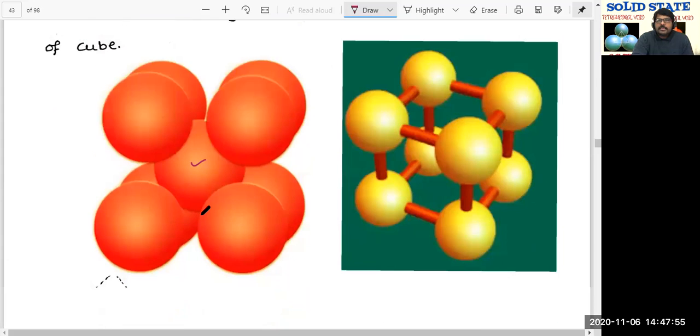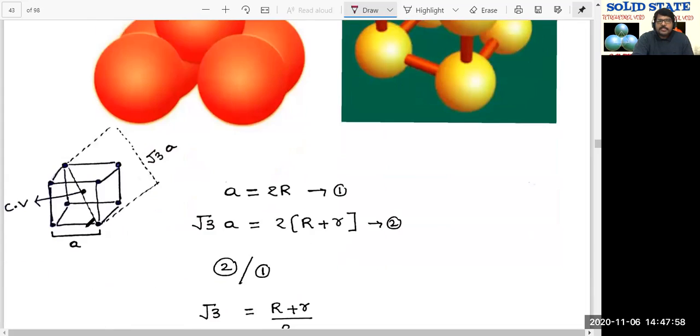And how to find the radius ratio of this cubic void? Let us see this diagram here. These 8 are the particles which are forming the lattice, and this is the cubic void. If you take this particular distance, that is in fact a body diagonal. The value of the body diagonal is root 3 times A, and in the case of a simple cube, you already know the particles at the corners are touching, and A is equal to 2R. So here A is equal to 2R, and obviously here root 3A. You can see this diagram, root 3A.